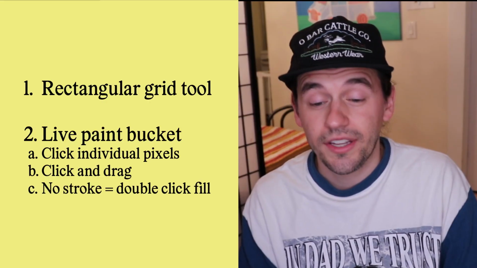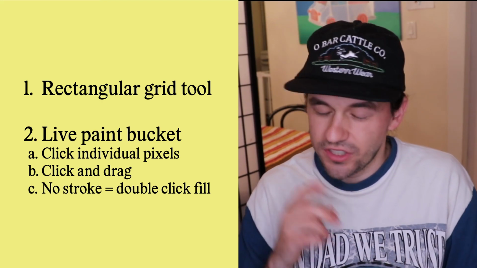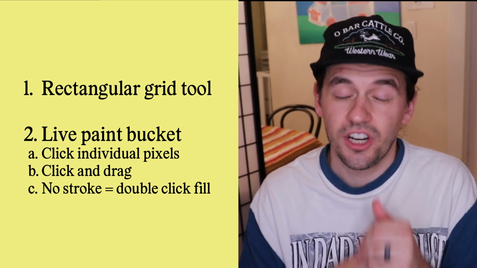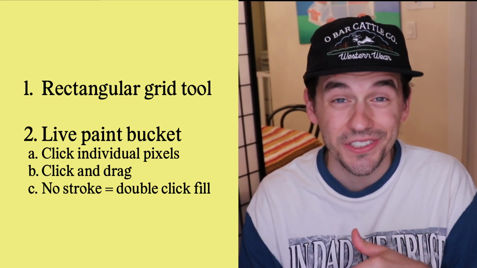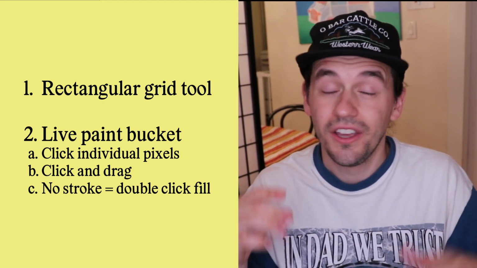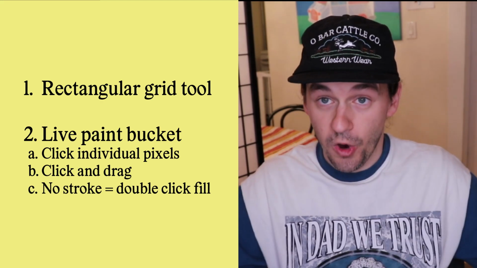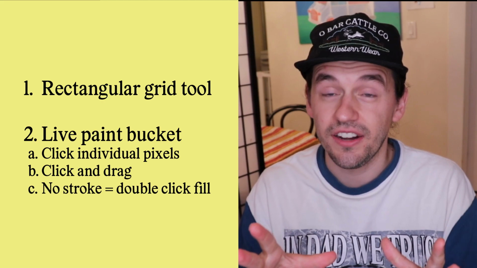To review that real quick, first use the rectangular grid tool. You make a grid, you select the grid, then you use the Live Paint Bucket tool to turn that grid into a live paint object, allowing you to click individual pixels, or to click and drag, or if the grid does not have a stroke, remember, no stroke, then you can double click on large swatches and fill it in all automatically.